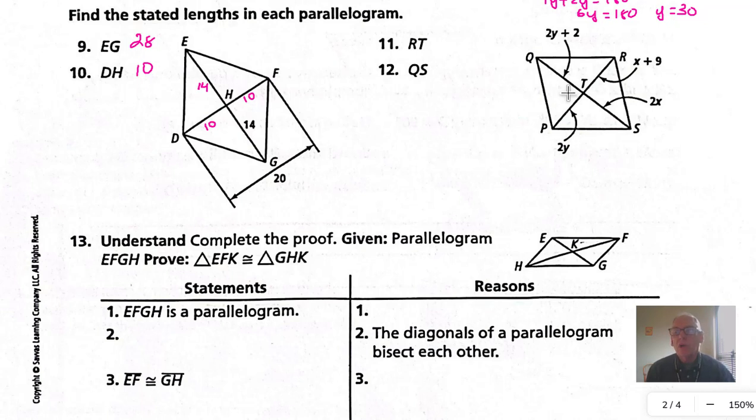Okay, for 11 and 12, the diagonals need to bisect each other. So let's see what we can do with this.